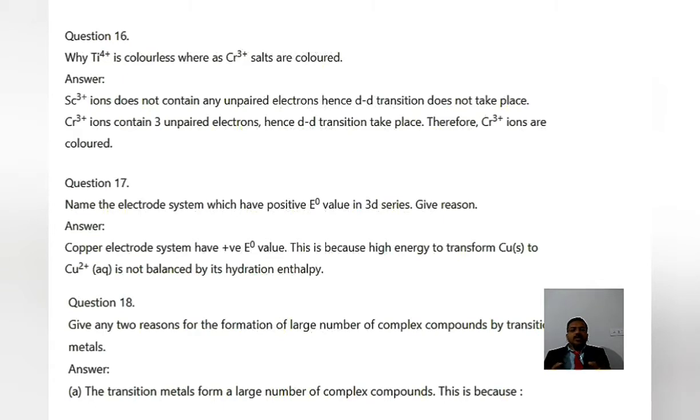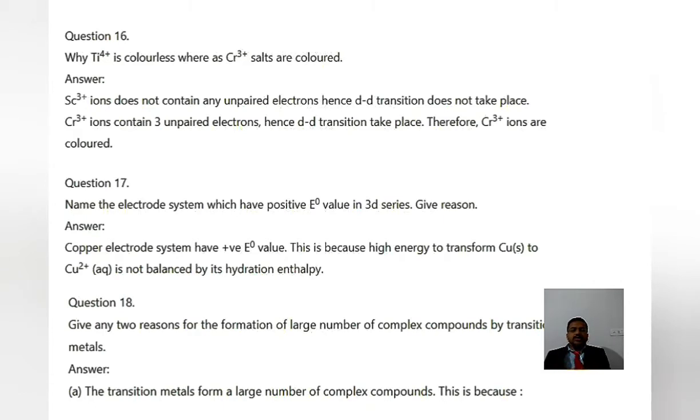But if a compound or an ion is colored, that is because it has unpaired electrons and d-d transition is possible, and thereby it is colored. So the answer is very clear. Scandium 3+ ion does not have any unpaired electron and hence d-d transition does not take place. But on the other hand, chromium 3+ ions have 3 unpaired electrons and hence d-d transition takes place. Therefore, chromium 3+ ions are colored.